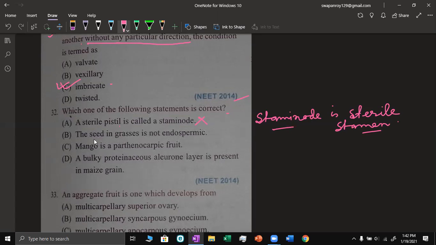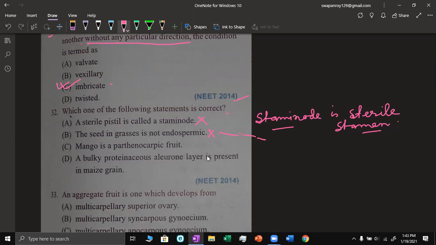All right. The seed in grasses is not endospermic. This is wrong. The seed in grasses is endospermic. You know the rice we eat, what are we actually eating? We are eating the endosperm. The rice grain that we cook and eat is the endosperm. So rice grain is endospermic, rice, wheat, maize. In grasses, the seeds are endospermic and the edible portion is the endosperm. In case of pulses, like the groundnut we eat, then dal, chana, matar, all these we are eating are cotyledons. They are non-endospermic seeds.